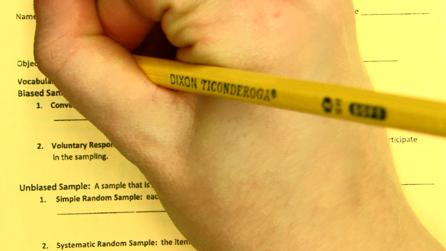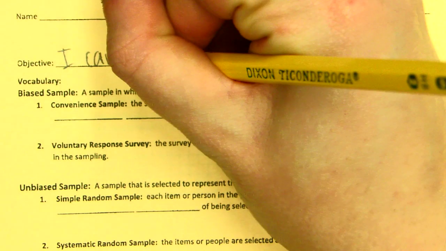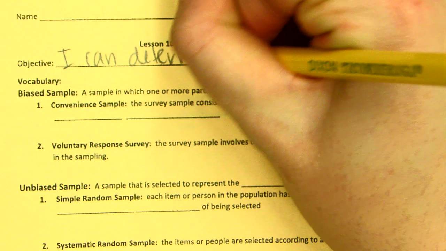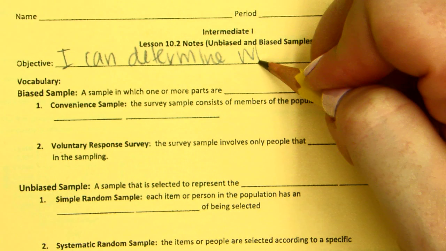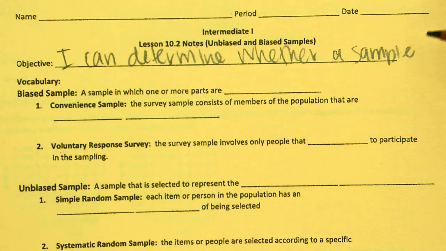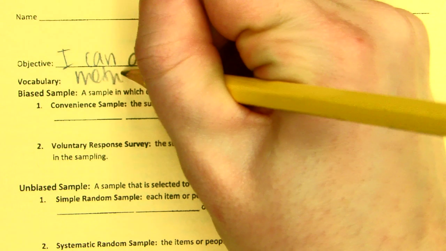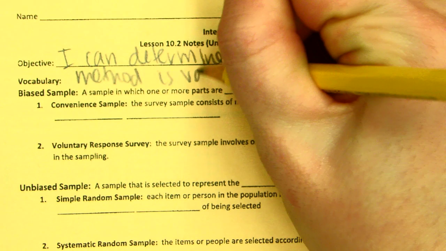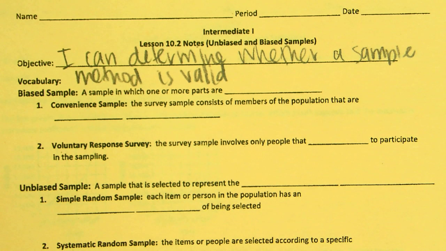All right, 10.2 is I can determine if a sample method is valid. I can determine whether a sample method is valid. So first we're just going to go over a couple vocab words.